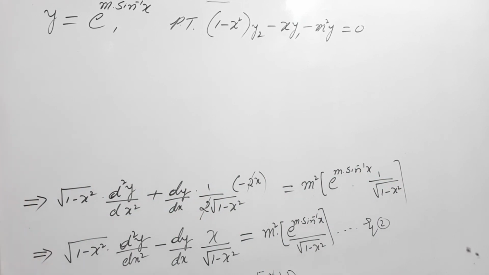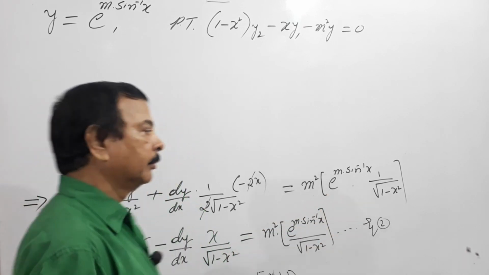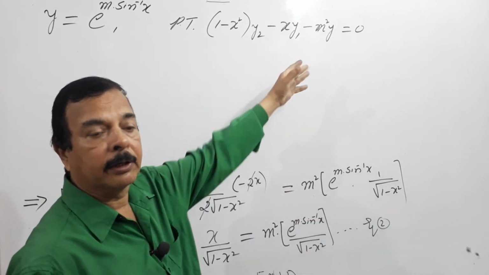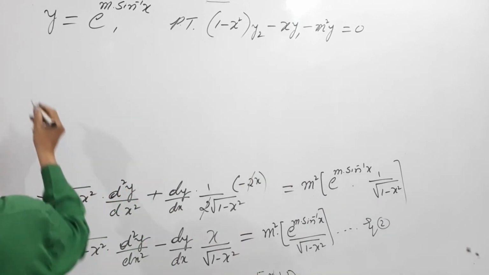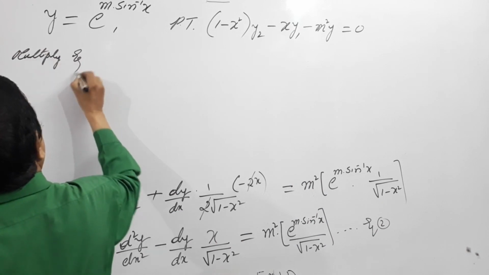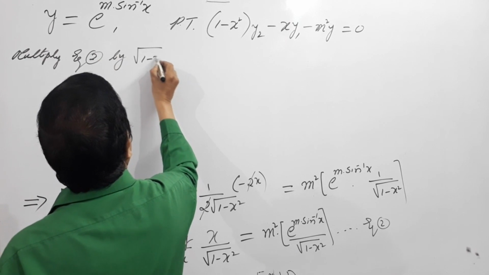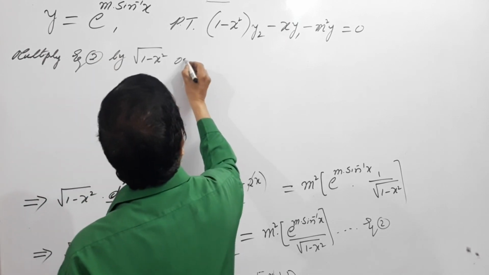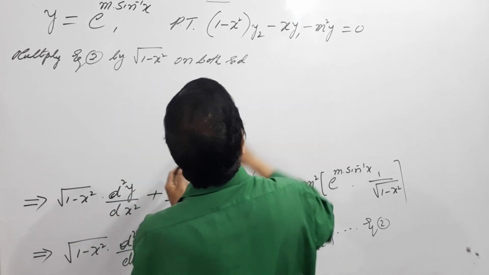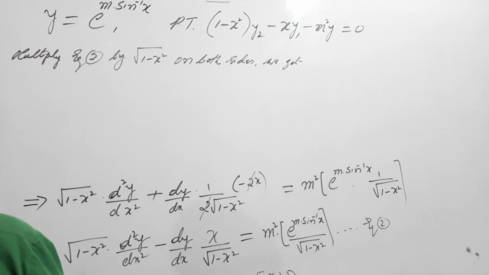So what I'll do is I'll multiply equation 2 once again by under the root 1 minus x square, because I want to eliminate this under the root 1 minus x square because it doesn't require here. So let's multiply equation 2 by under the root 1 minus x square on both sides. We get what?